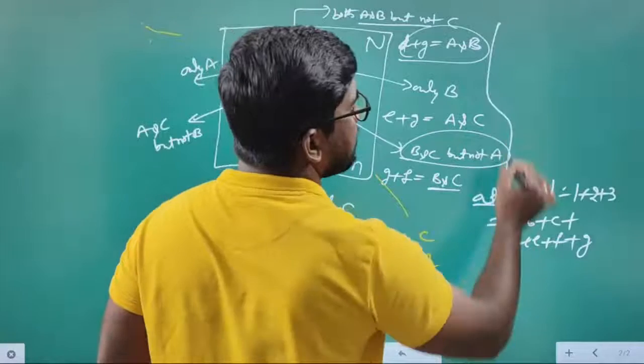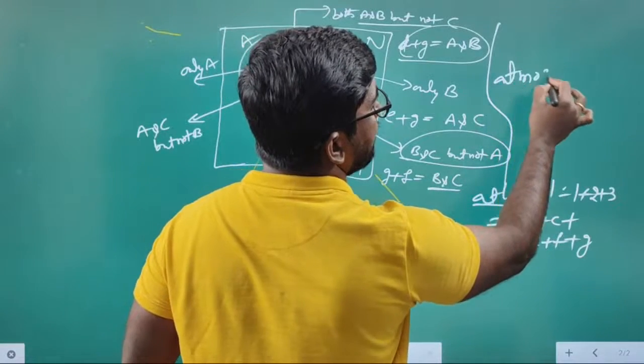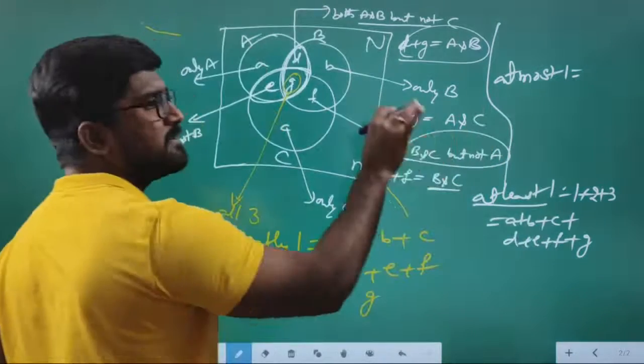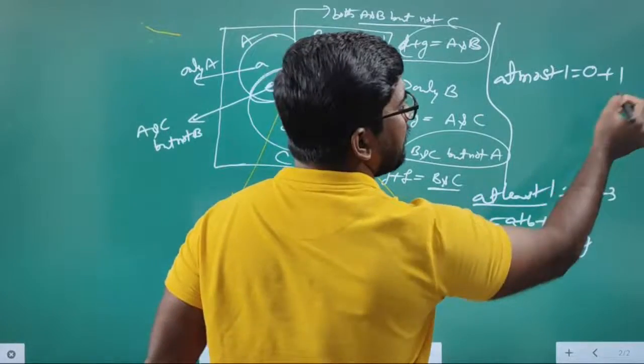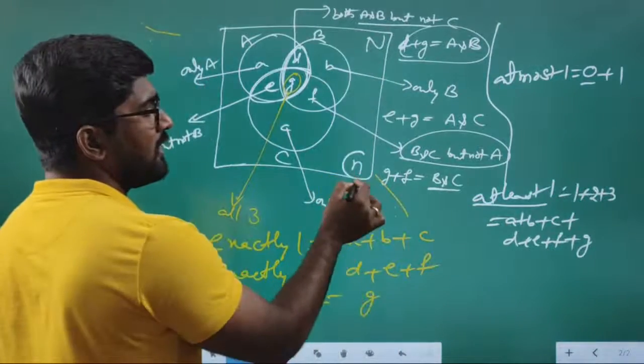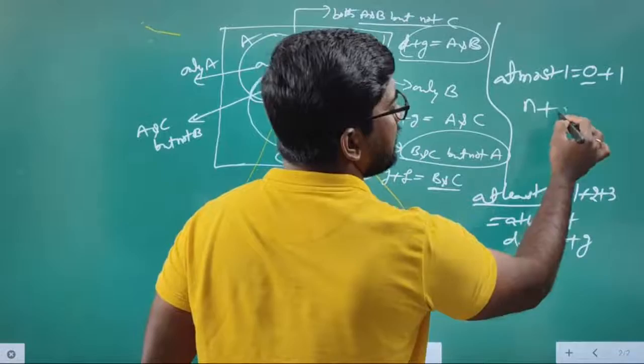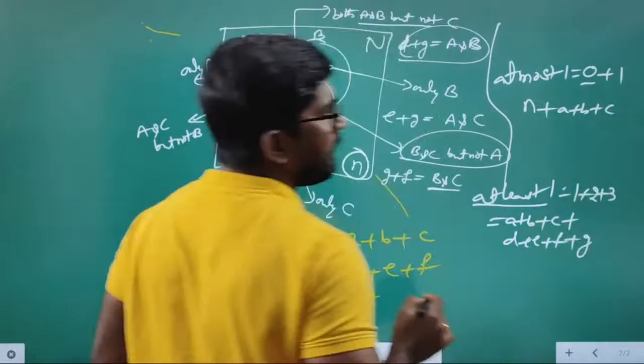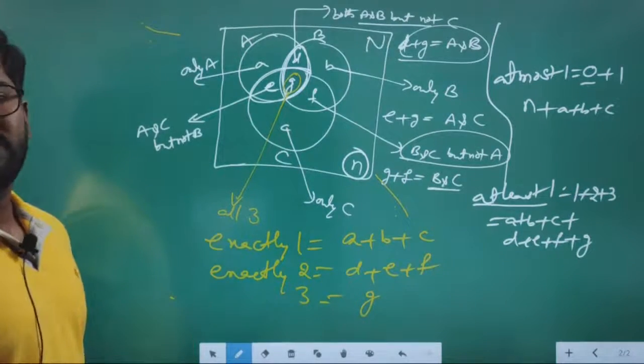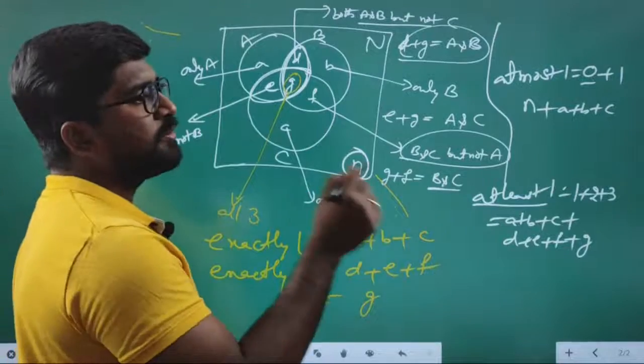That is at least one. Similarly, if you are asked to find at most one, what is the meaning of at most one? Maximum one. So it can be 0 or 1. What do you mean by 0? Not participating in anything, that is small n, and 1 is nothing but a plus b plus c. That is at most one. Similarly, at most 2 is nothing but 0 plus 1 plus 2.